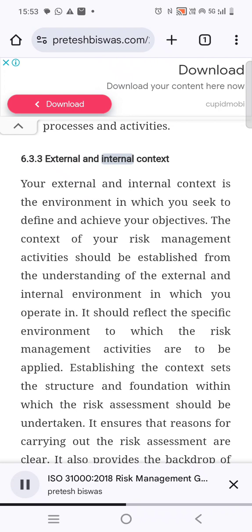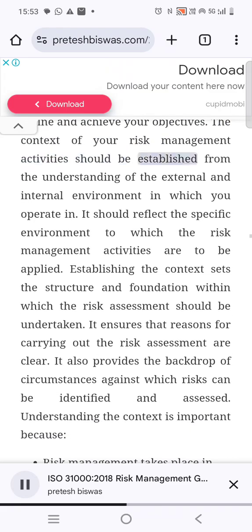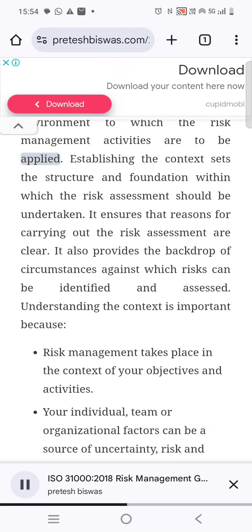6.3.3 External and internal context. Your external and internal context is the environment in which you seek to define and achieve your objectives. The context of your risk management activities should be established from the understanding of the external and internal environment in which you operate in. It should reflect the specific environment to which the risk management activities are to be applied.